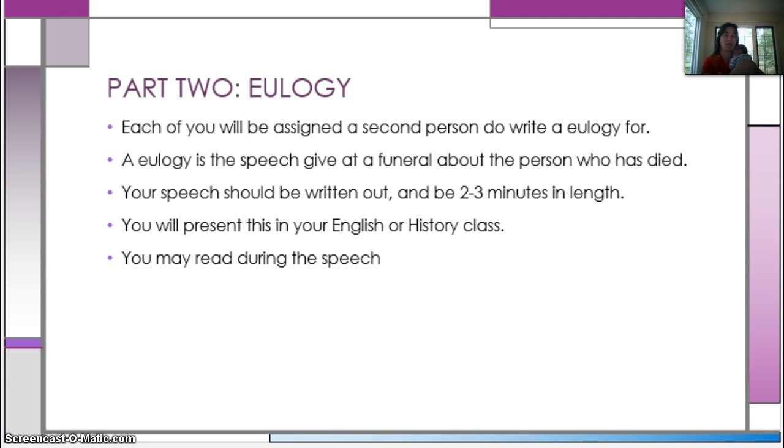Alright, part 2 is the eulogy. You will be given a second person, a different person that you will write a eulogy. A eulogy is a speech given at a funeral about somebody who died. This is going to be written out. It needs to be 2 to 3 minutes in length, and it needs to be historically accurate.